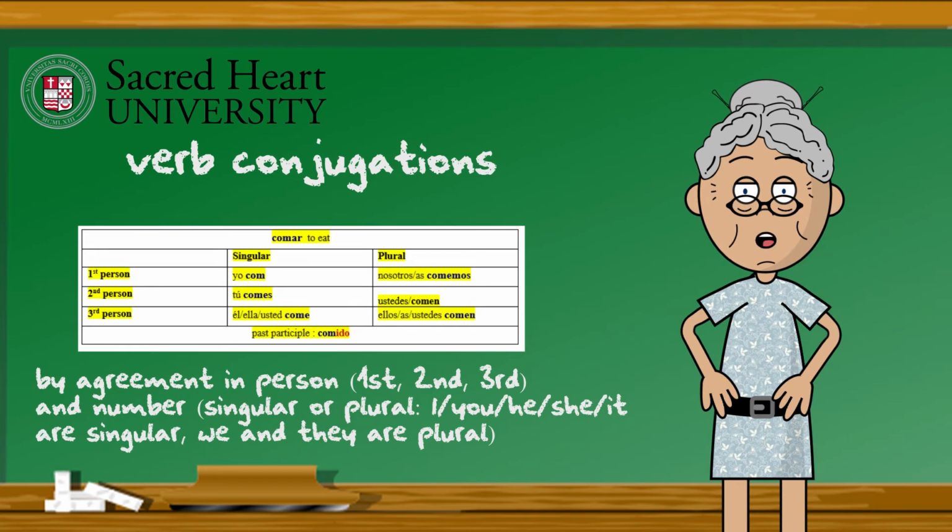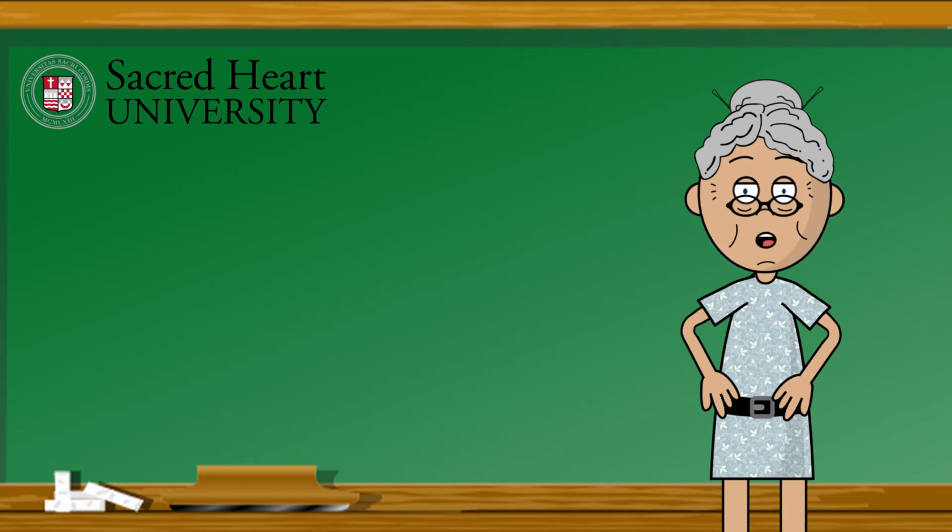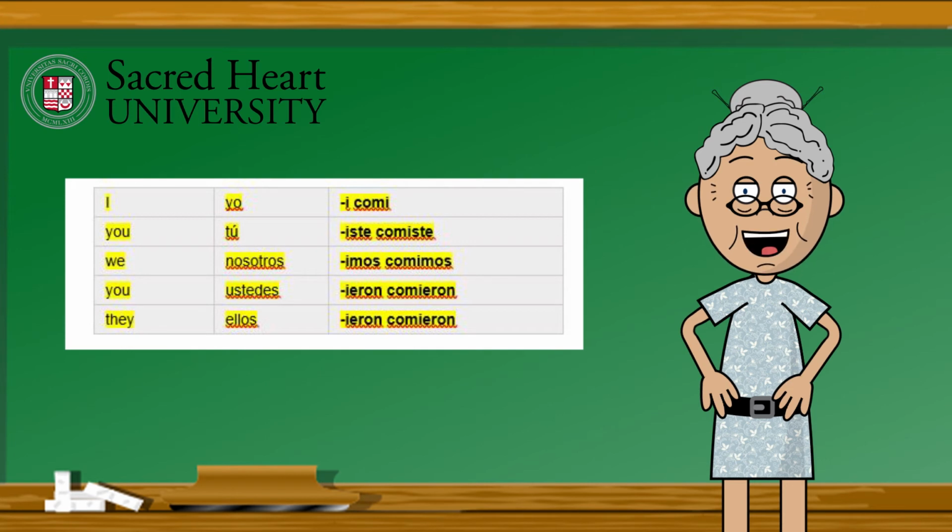So I, you, he, she, and it are singular. We and they are plural. Every person-number combination has its own ending for the verb to make it agree with the subject, and there are different sets of endings for each tense. So the present tense has the endings we just looked at. In the past tense, the conjugation would have a different set of endings for each person and number. So for comer in Spanish, we'd have comí, comiste, comimos, comieron, and comieron.